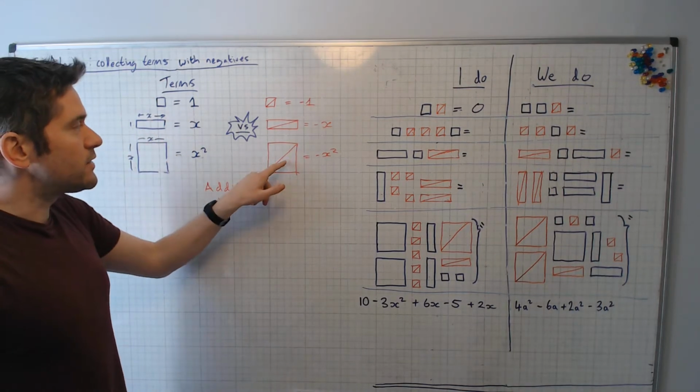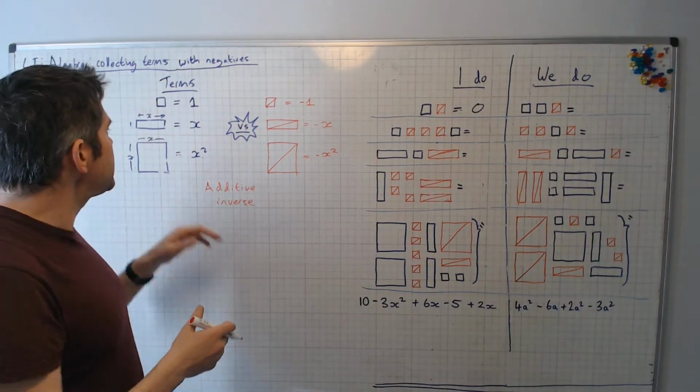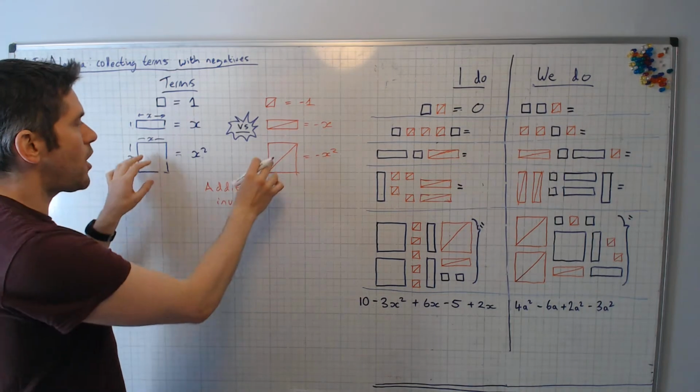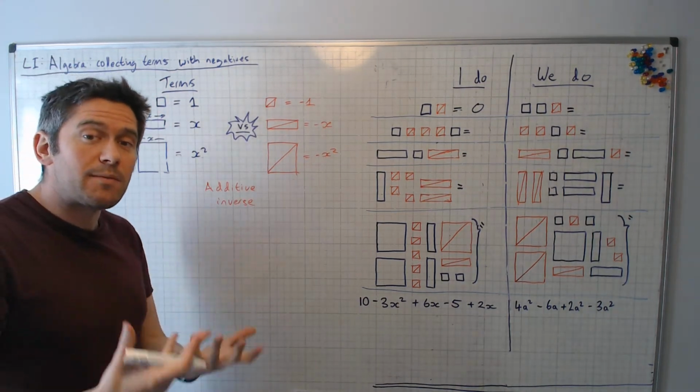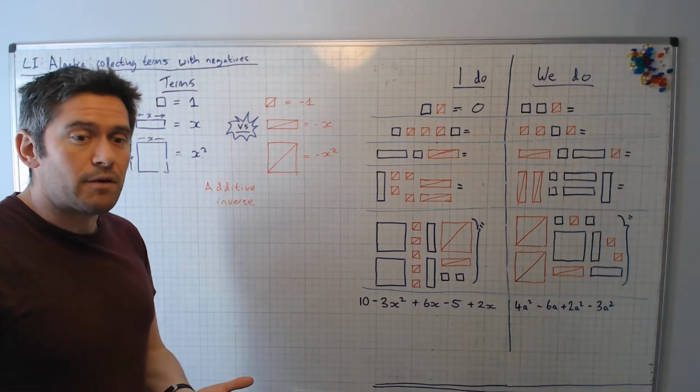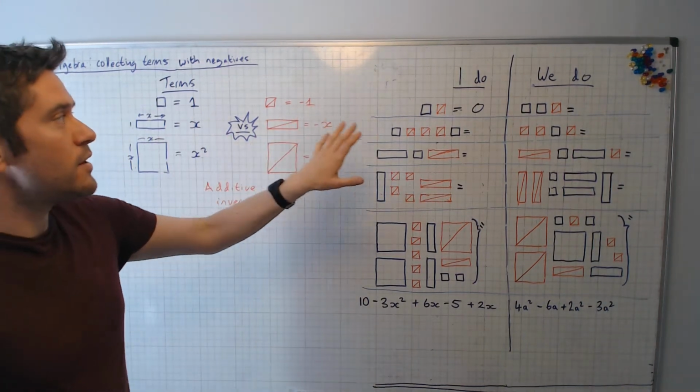If you add an x and a negative x squared, they can't go together. They're different kinds of things. Okay, so they're only going to go together if they're the same kind of thing, the same term. So we're going to start using these to answer some questions.